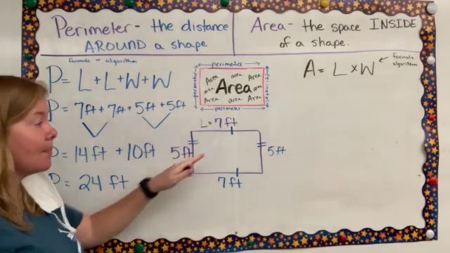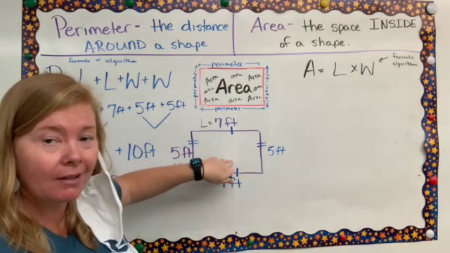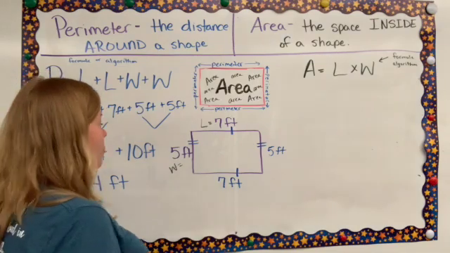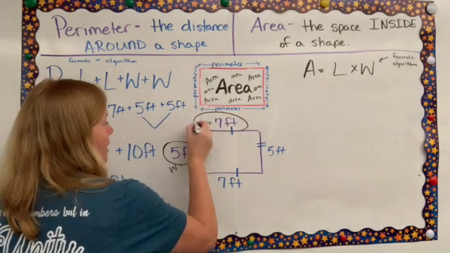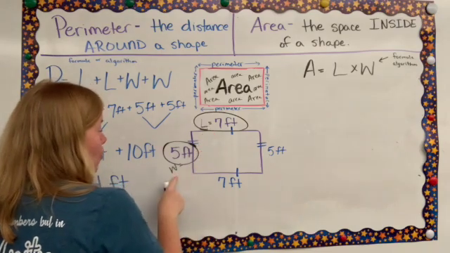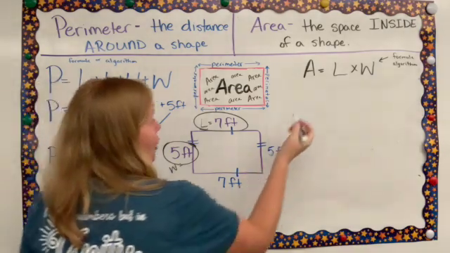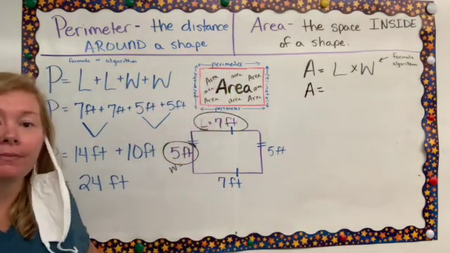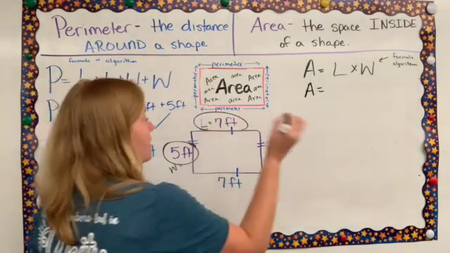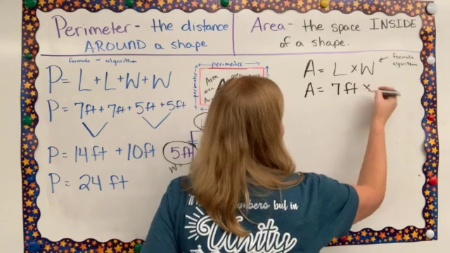Now, am I going to multiply all of these numbers over here for area? No. I'm only interested in using 2 of them. I only need the width of one side and the length of the other side. So area equals, what is my length? Love it. My length is 7 foot or 7 feet.